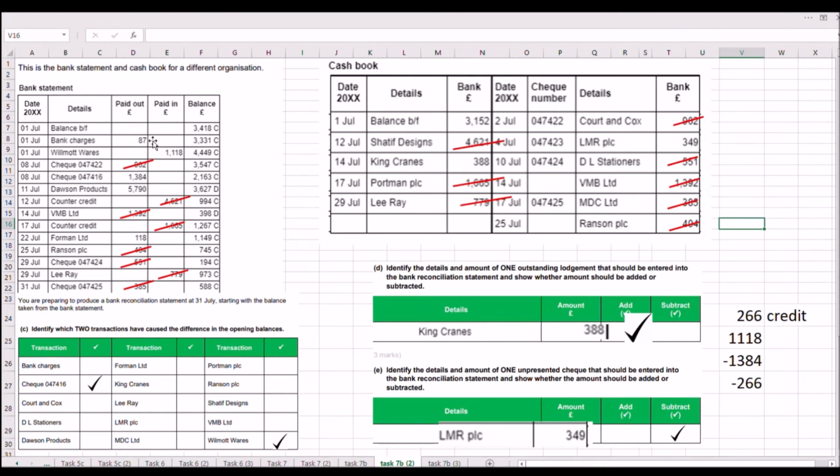Now, how do we get that out? Those two are the small items here, and they don't equal 266, so they can't be those two.